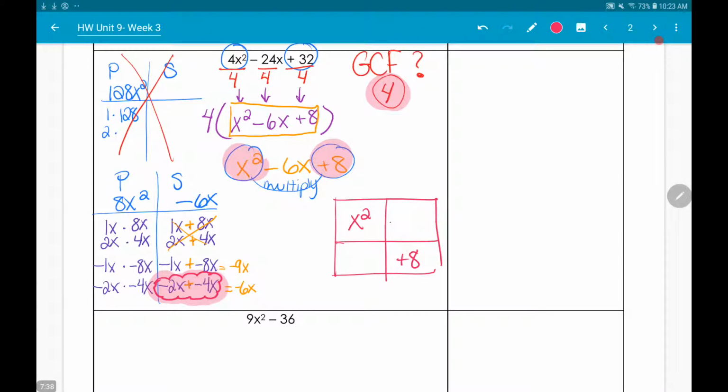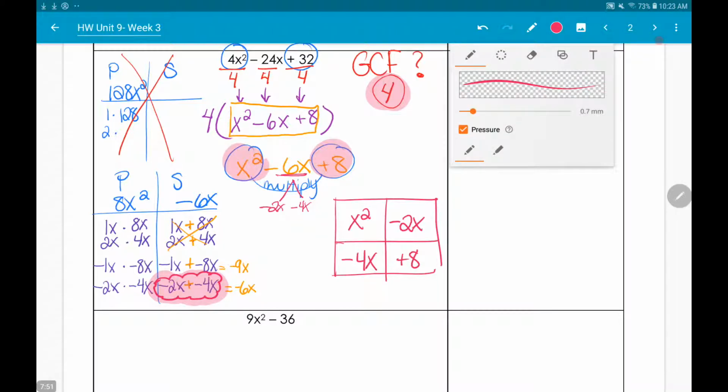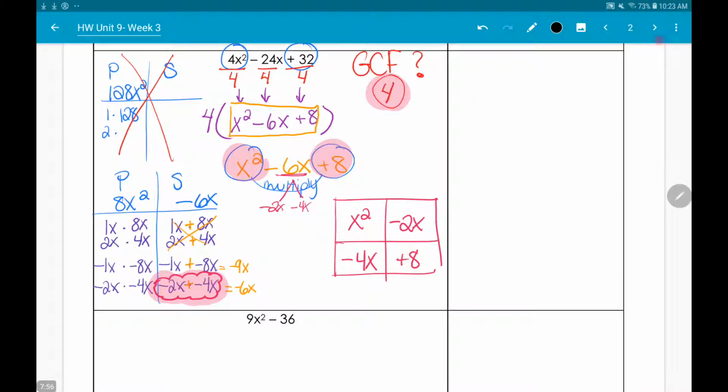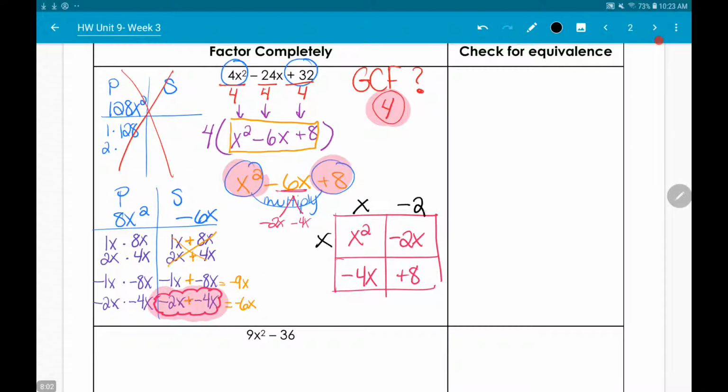So I'm going to write negative 2x and negative 4x. Okay, so I'm no longer writing the 6x. That's what we expanded with the negative 2x and the negative 4x. Okay, great. So now I see my reverse box, and I'm just going to go ahead and do that. So x times x gets me x squared. It's always an easy one. And then negative 2 would get me negative 2x, and negative 4 would get me negative 4x. So I'm going to go ahead and write those in my parentheses.